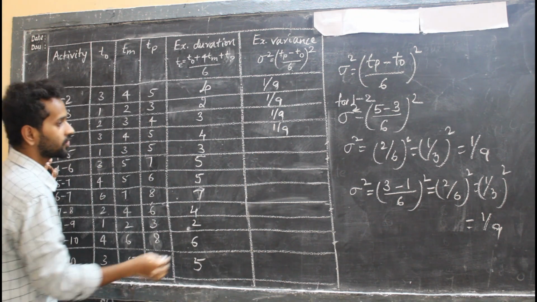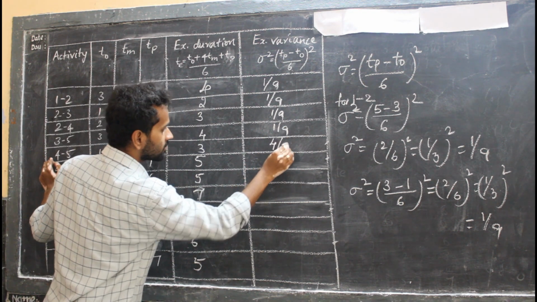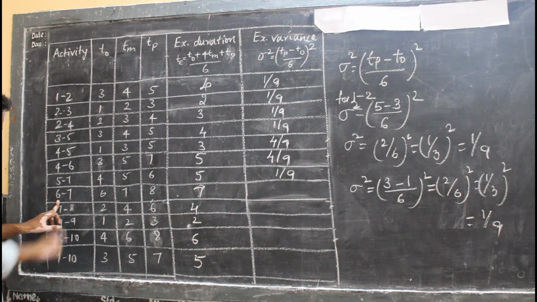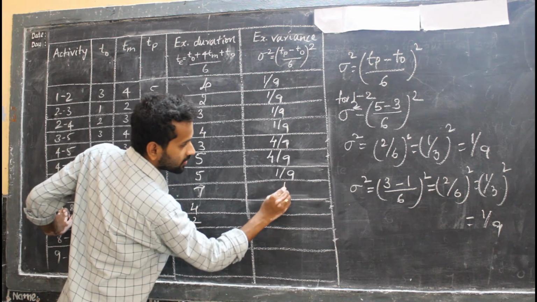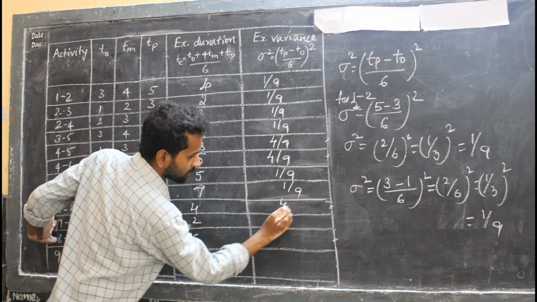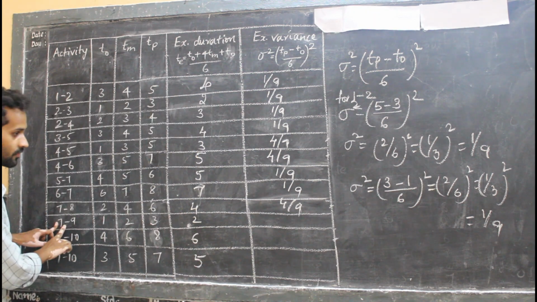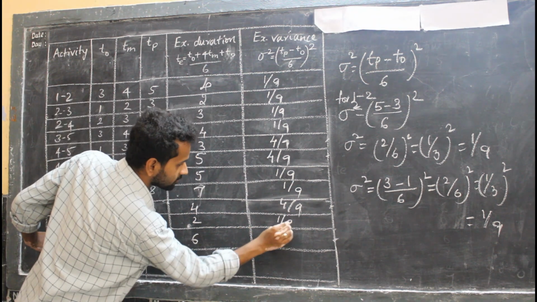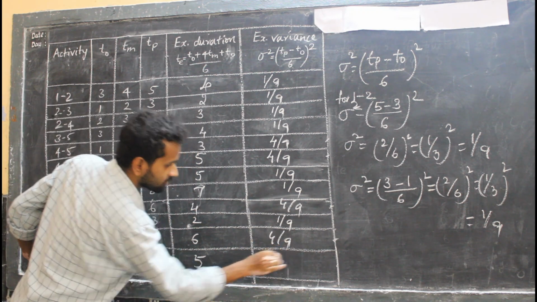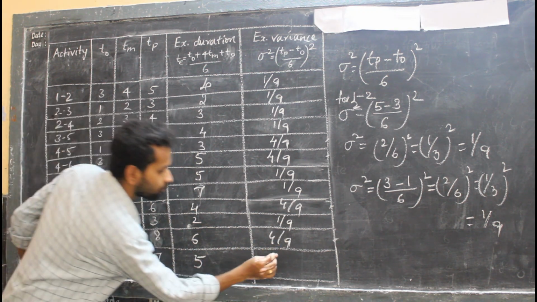For activity 4 to 5 I will be getting 4 by 9. For activity 4 to 6, I am getting 4 by 9. Activity 6 to 7, 1 by 9. For activity 7 to 8, 4 by 9. For activity 7 to 9, 1 by 9. For activity 8 to 10, 4 by 9. For activity 9 to 10, 4 by 9.